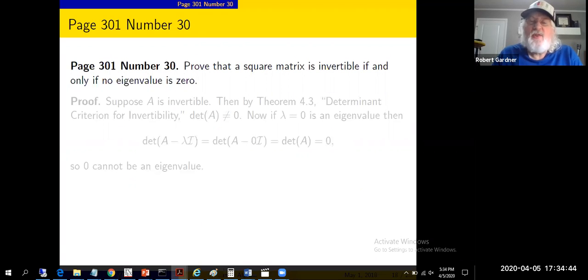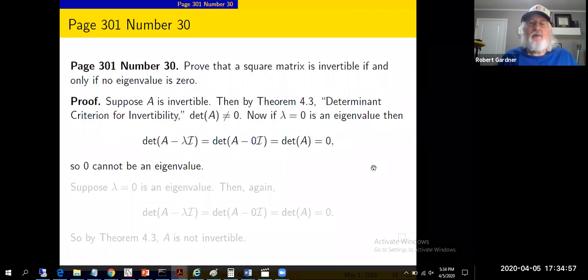This is a proof. It's a short proof. Let's go through the proof of this one. Prove that a square matrix is invertible if and only if no eigenvalue is 0. All right, already encountered some stuff like this. Suppose A is invertible. Then we know the determinant of A isn't 0. That was a result from chapter 4. You like computing determinants? No, I got better ways of figuring out if matrix A is invertible or not than taking determinants. But it's true that if the matrix is invertible, the determinant is non-zero.